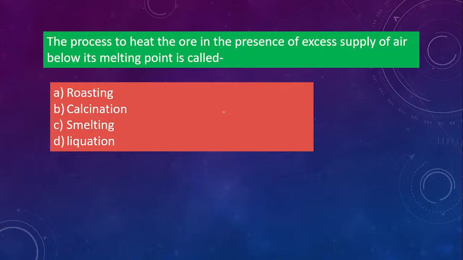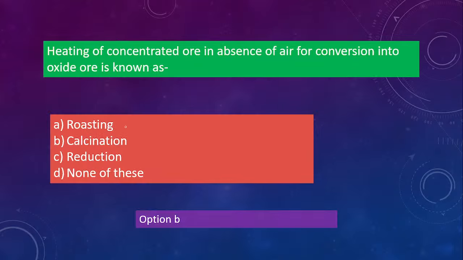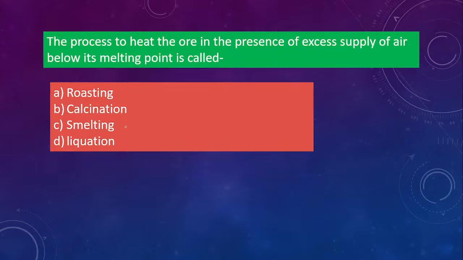Next one. The process to heat the ore in presence of excess supply of air below its melting point is called roasting, calcination, smelting, or liquefaction. Here you see, this one is different. This is in presence of excess of air. The earlier question was absence of air. This is excess of air, and below its melting point. So which will it be?